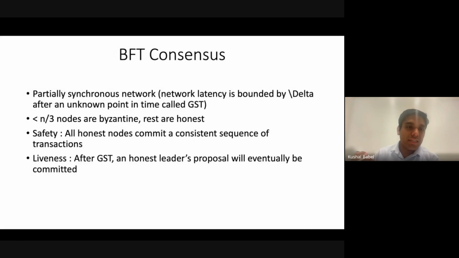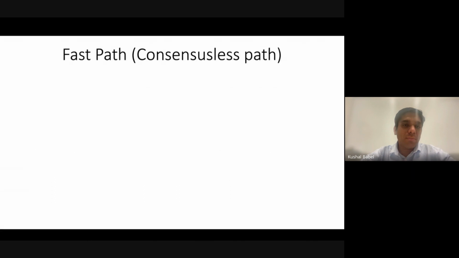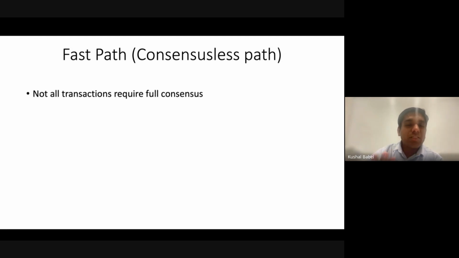And then we, of course, need liveness, which is that after the network is stabilized, we want an honest leader's proposal to eventually be committed. Now, besides these consensus protocols, there is also a fast path in Mysticeti. So this fast path is actually a consensusless path.